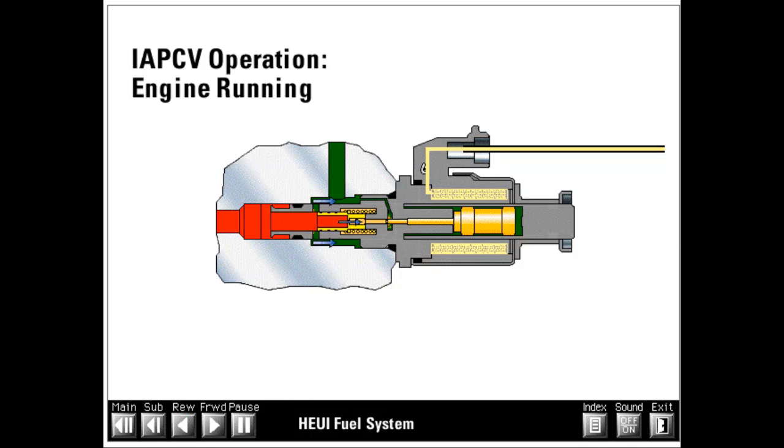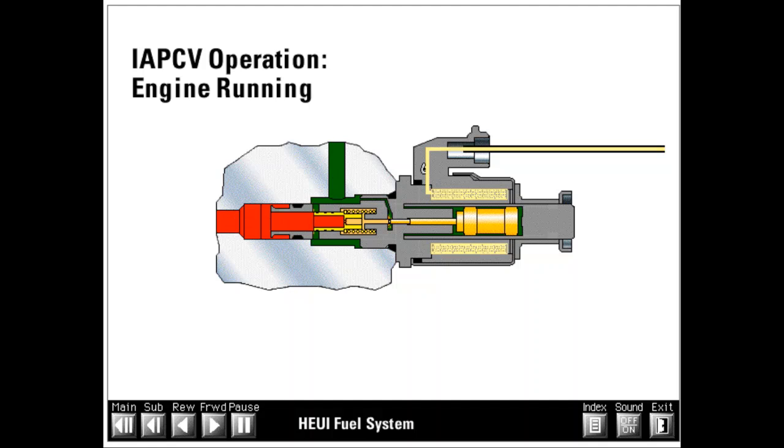Once the injectors begin to fire, the ECM adjusts the current to the IAP control valve so that 870 psi is maintained until the engine starts. The ECM monitors actuation pressure through the IAP sensor, which is connected to the high-pressure oil passage. This is a closed-loop system.